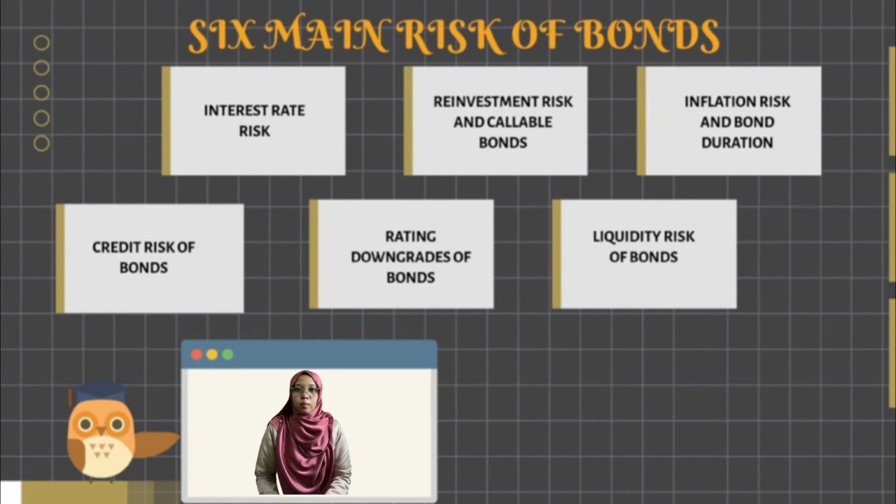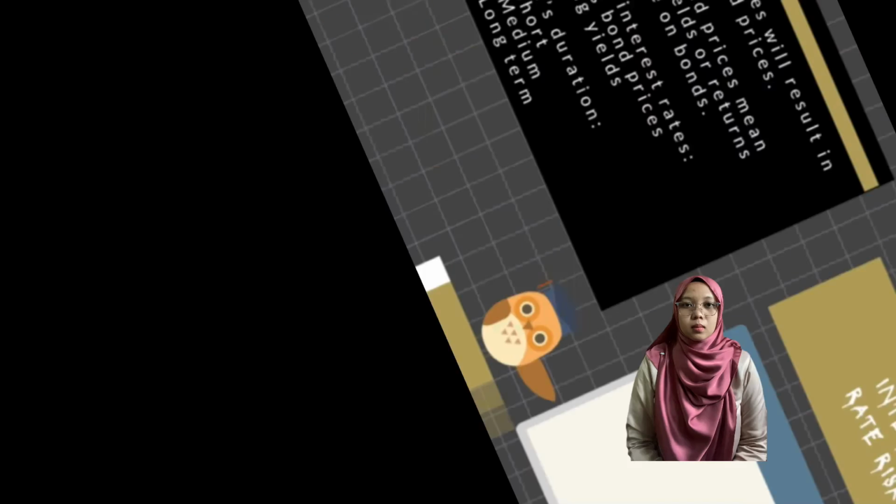6 main risks of bonds. First, interest rate risk. Second, reinvestment risk and callable bonds. Third, inflation risk and bond duration. Fourth, credit risk of bonds. Fifth, rating downgrade of the bonds, and the last one is liquidity risk of the bonds.